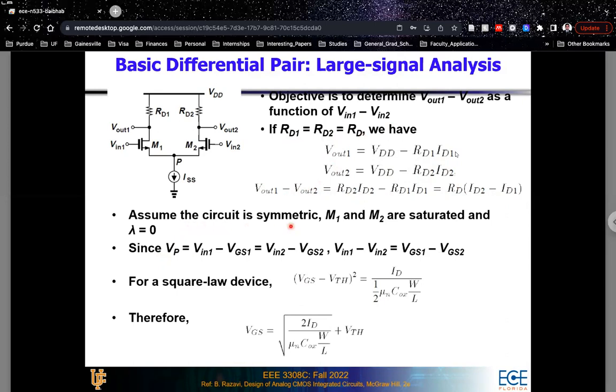Now, assuming the circuit is symmetric, M1 and M2 are always saturated, the current source is also saturated, and lambda is equal to 0. In that case, the voltage Vp will be equal to Vin1 minus VGS1. Vin1 minus VGS1 will give you the voltage Vp, which will also be equal to Vin2 minus VGS2. So your Vin1 minus Vin2 is technically equal to VGS1 minus VGS2.